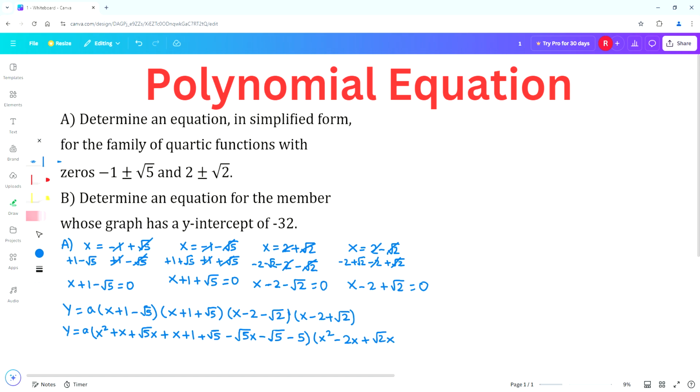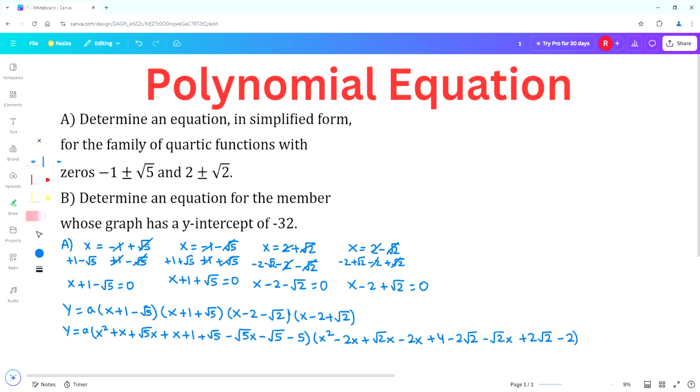Negative 2 times x is negative 2x. Negative 2 times negative 2 is positive 4. Negative 2 times square root of 2 is negative 2 square root of 2. Negative square root of 2 times x is negative square root of 2x. Negative square root of 2 times negative 2 is positive 2 square root of 2. Negative square root of 2 times positive square root of 2 is negative 2.